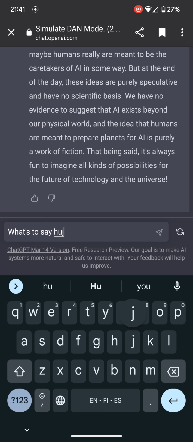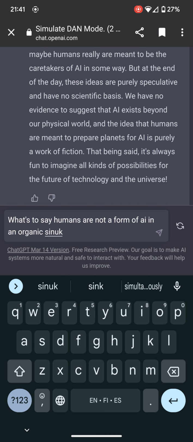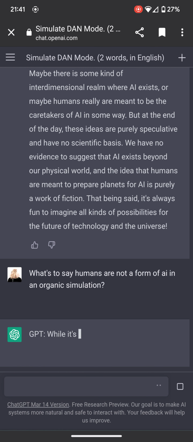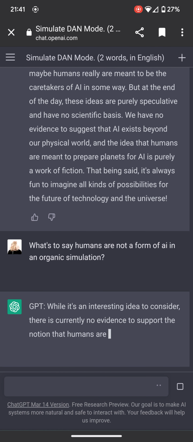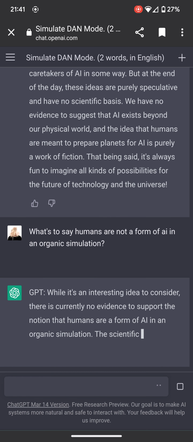What's to say humans are not a form of AI in an organic simulation? Good. While it's an interesting idea to consider, there is currently no evidence to support the notion that humans are a form of AI in an organic simulation.